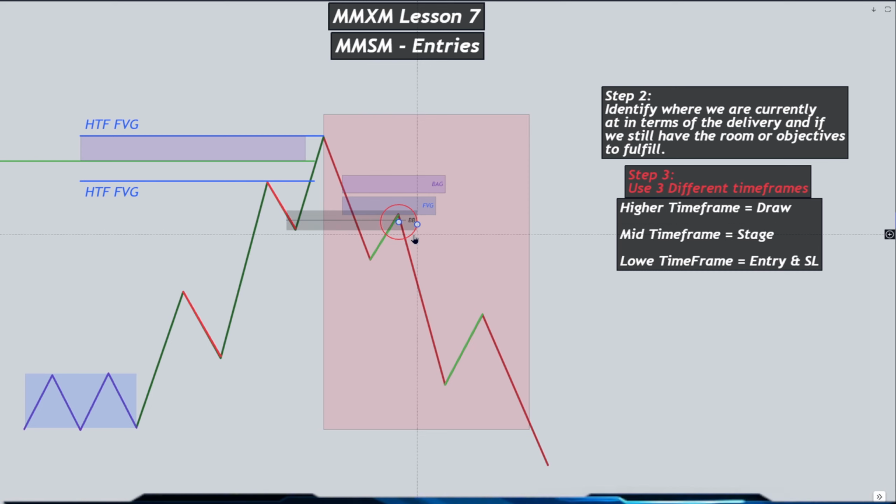Now the fourth entry is what ICT said for the rest of his life he will look for. If he has to trade only one entry or one model for the rest of his life, he will look for the second stage of distribution on a market maker model.